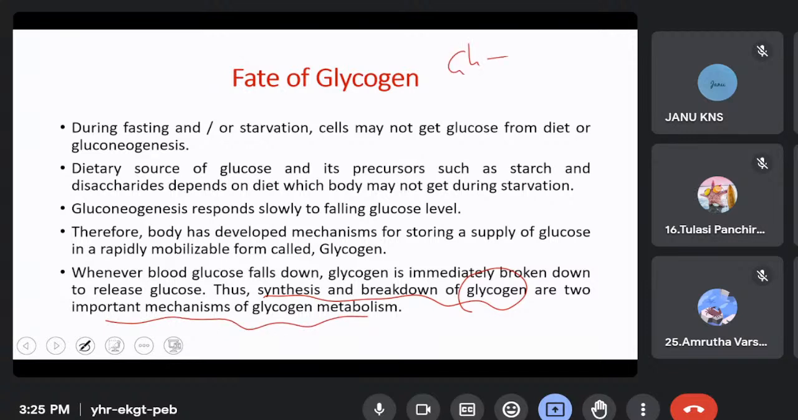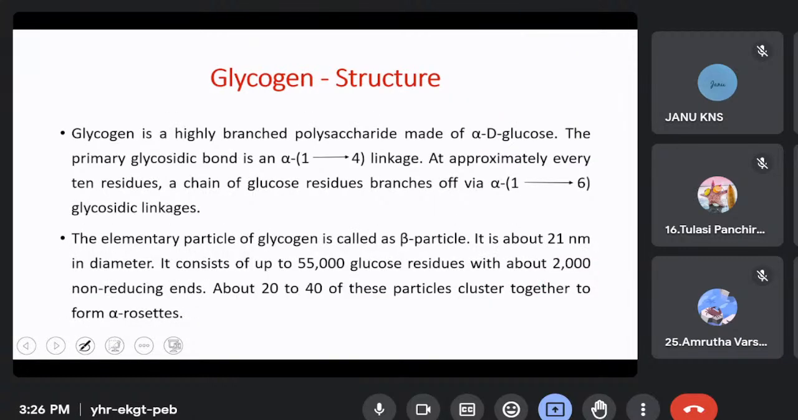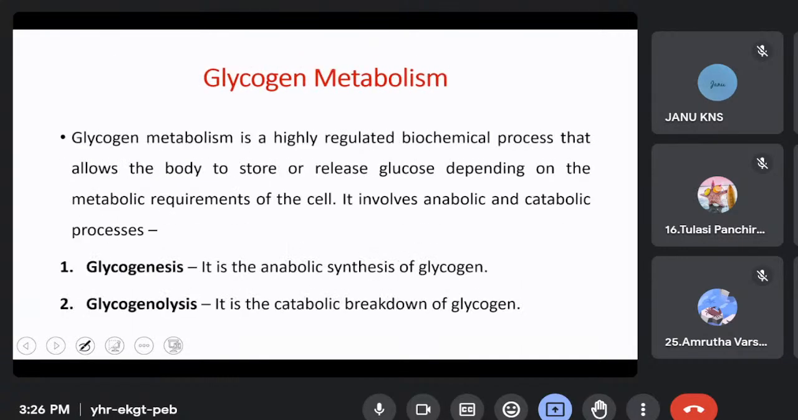Here glucose is converted into glycogen. This is called synthesis, formation or synthesis of glycogen. And the other thing is, whenever glucose is required, glycogen is broken down to release glucose. This is called breakdown. So there are two processes: one is synthesis of glycogen, the other is breakdown of glycogen. Synthesis of glycogen is called glycogenesis, and breakdown of glycogen is called glycogenolysis. So these two are the important aspects of glycogen metabolism.